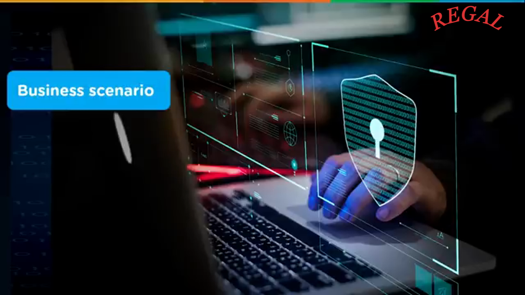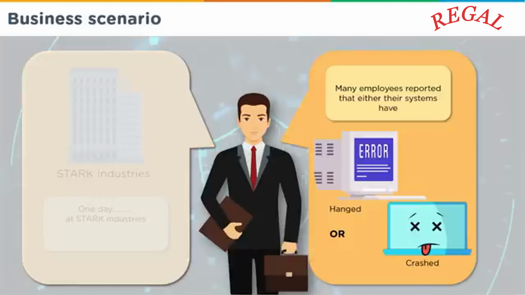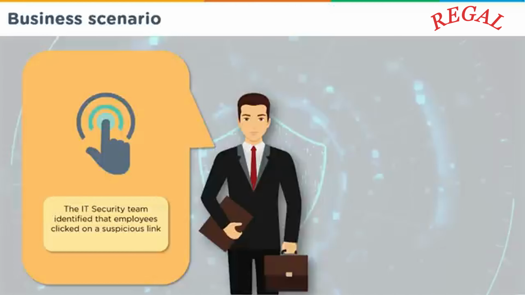Alright, let's look at a business scenario for cybersecurity. There is a quiz at the end, so please listen up and pay attention. There's this company called Stark Industries, and one day most of the employees have started reporting that their systems have either crashed or have started hanging. So the IT security team comes in, does the investigation, tries to find out what exactly went wrong, and they have identified that an employee has clicked on a suspicious link.